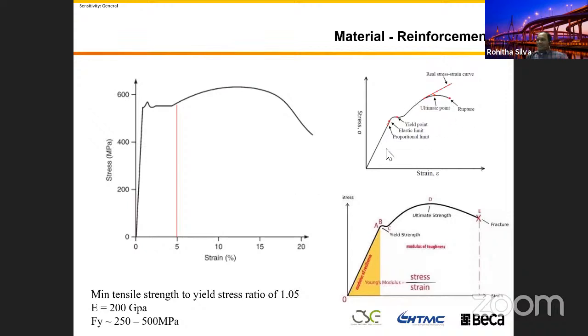Another thing, when you are designing with steel, when you are using reinforcement, it's better to understand these points shown in this one: the proportional limit, elastic limit, the yield point, and the ultimate point, and where it's going to rupture, because the reinforcement has a significantly larger stress range before its rupture.